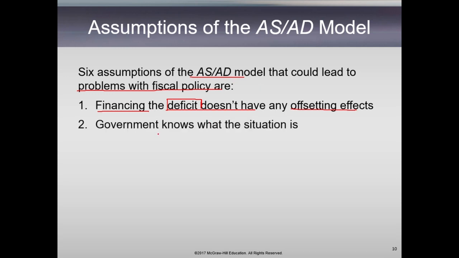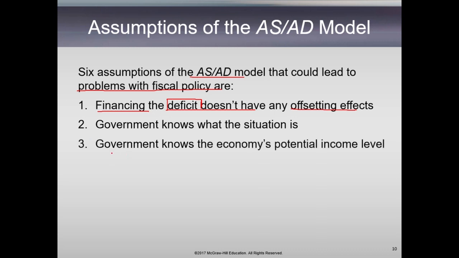Second, the government knows what the situation is. In order to effectively implement fiscal policy, the government needs to know the size of the multiplier. It needs to know the size of the GDP gap, the gap between GDP and potential GDP, which leads us to a third but closely related issue. They need to be able to estimate the level of potential income accurately, and that's very difficult to do.